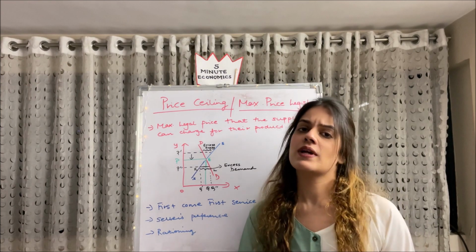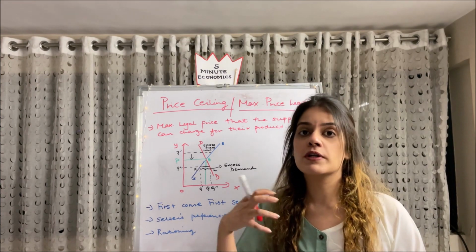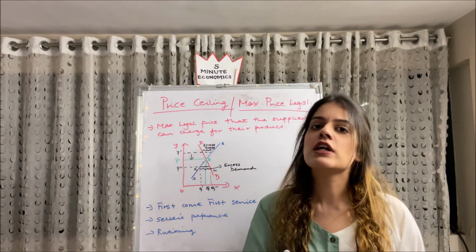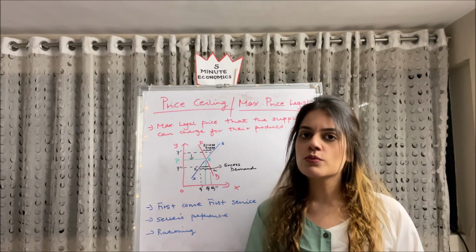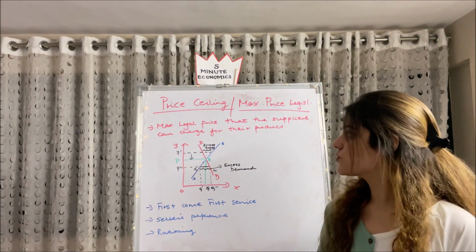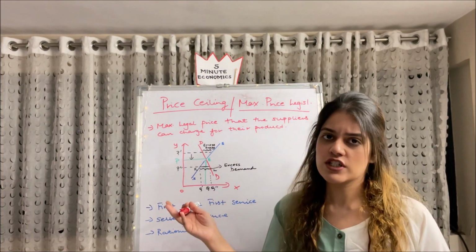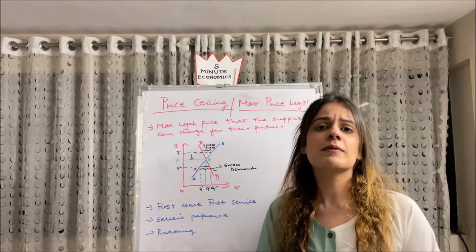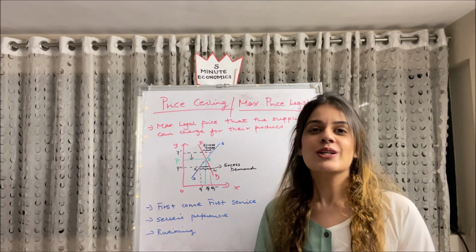So sometimes what happens is the government tends to set a maximum price that a producer can charge the consumer. This is basically done for the benefit of the consumers, so that the producers don't overcharge them. So this is the maximum legal price that suppliers can charge for their product. Definition.